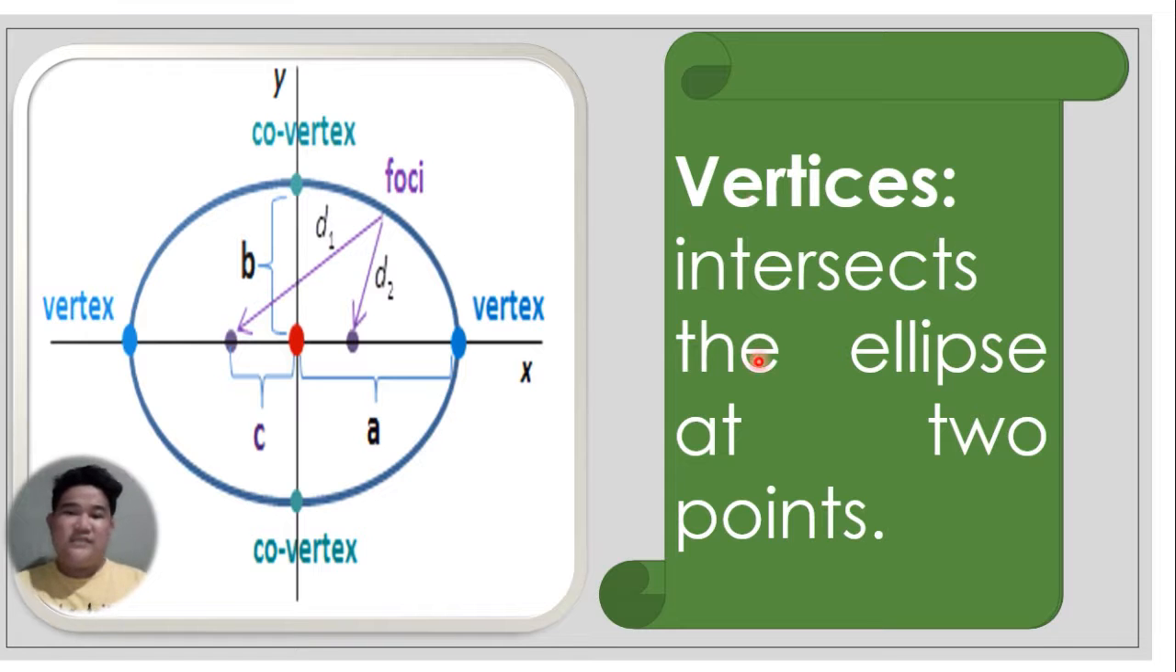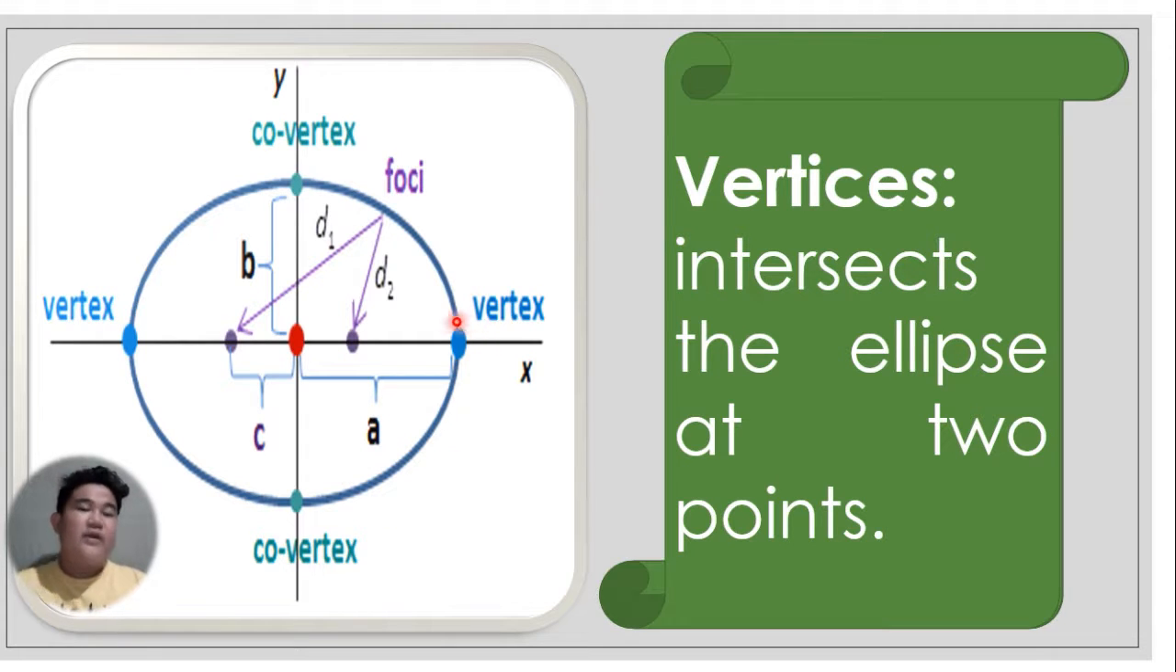In our vertices, it intersects the ellipse at two points. Here is our vertex. Two. In parabola, we have one vertex. In ellipse, we have vertices. So the center going to one vertex is denoted as a. And the center going to another vertex, that is a. Okay? So the distance between the two vertices will now equal 2a.